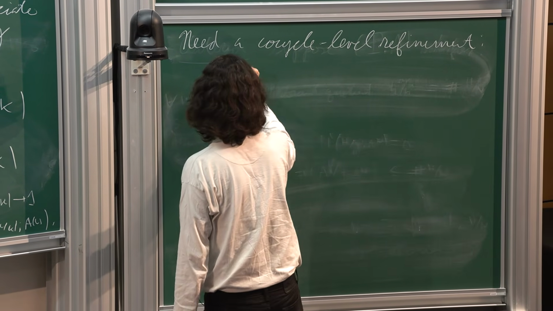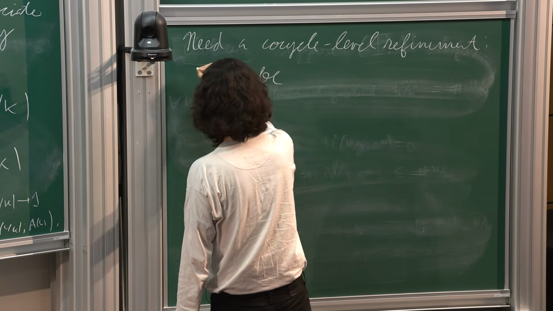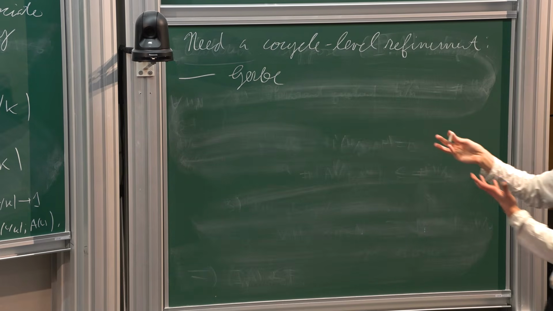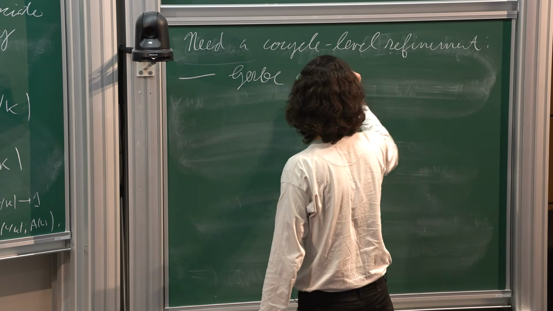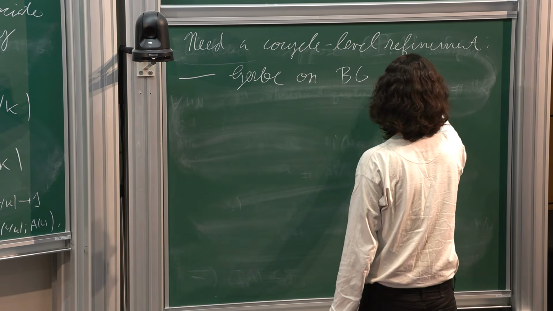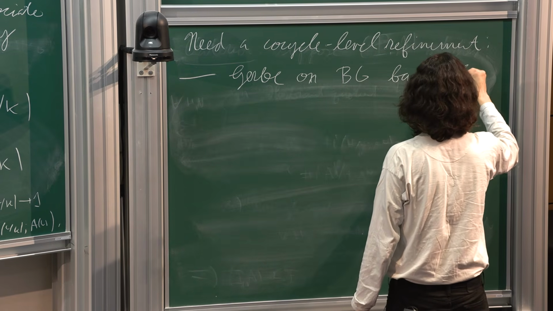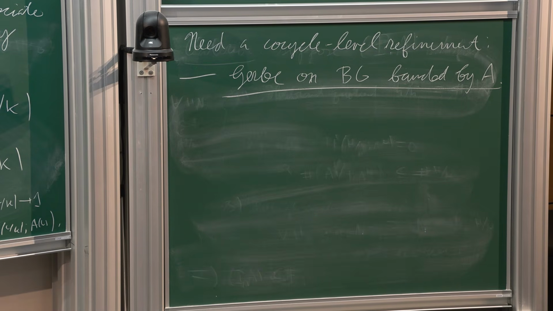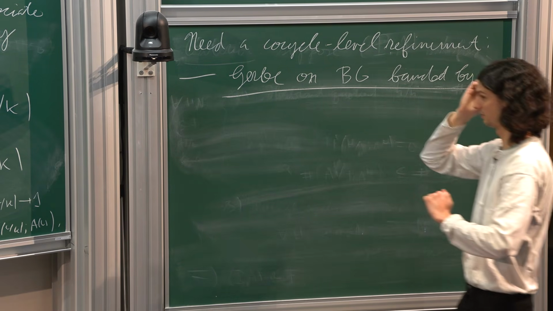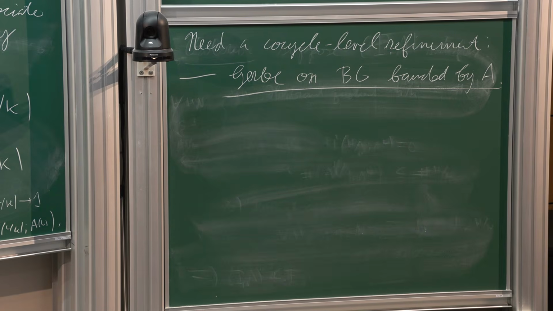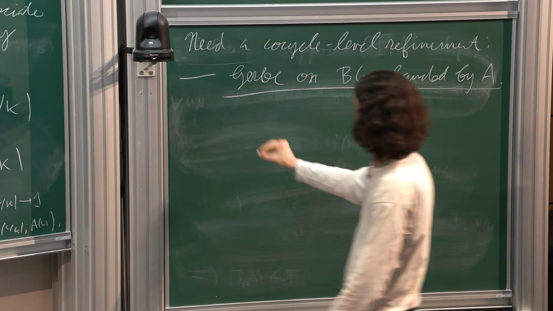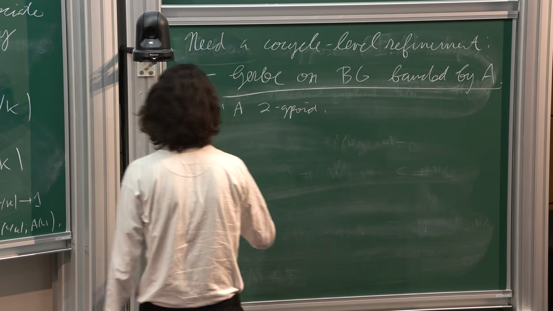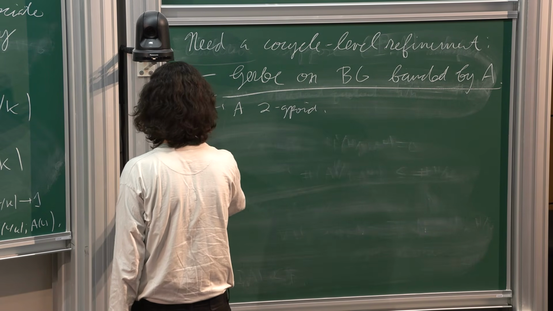So that would be a gerbe. What it really is, is an object in a two-groupoid, which is the two-groupoid of gerbes. So a gerbe on BG banded by A. So the collection of such things forms a two-groupoid. Let me describe it now for you in about 5 different ways. So about 5 interpretations.